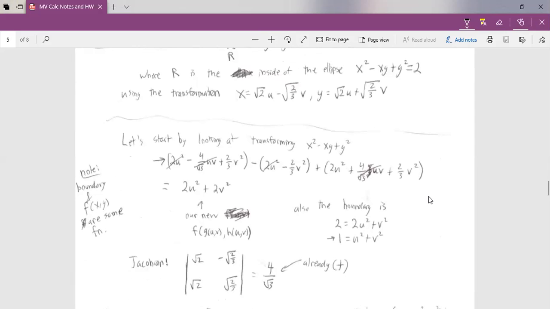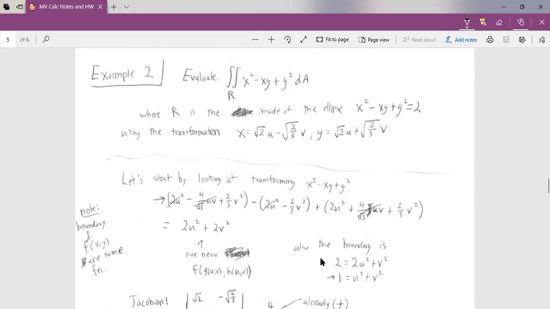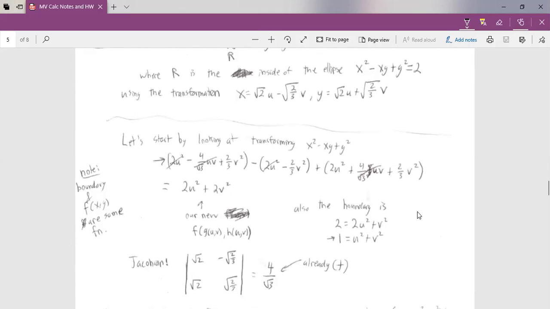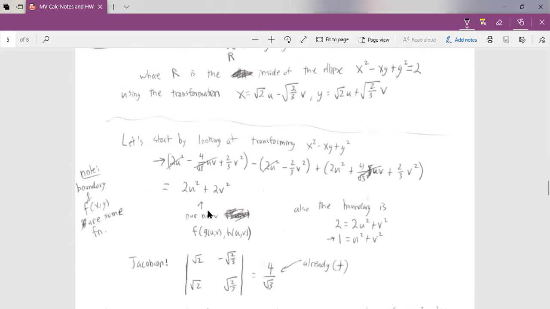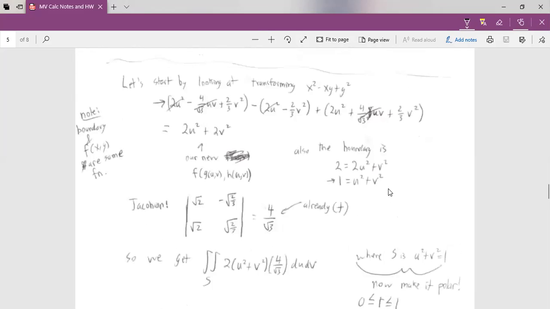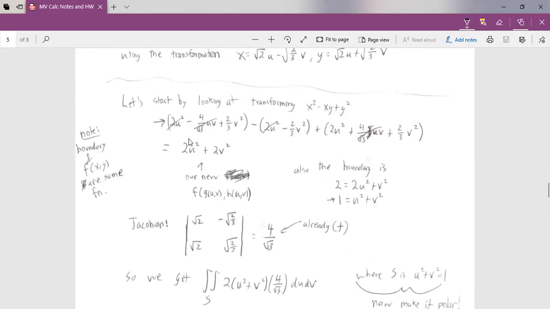So the boundary then is 2 equals 2u squared plus 2v squared. So in other words, 1 equals u squared plus v squared, and hey, that's just the circle. This is exactly the circle, 0 less than or equal to r less than or equal to 1, and 0 less than or equal to theta less than or equal to 2 pi, with u squared plus v squared equals r squared. So my new function, if I switch to polar, is just going to be 2r squared.